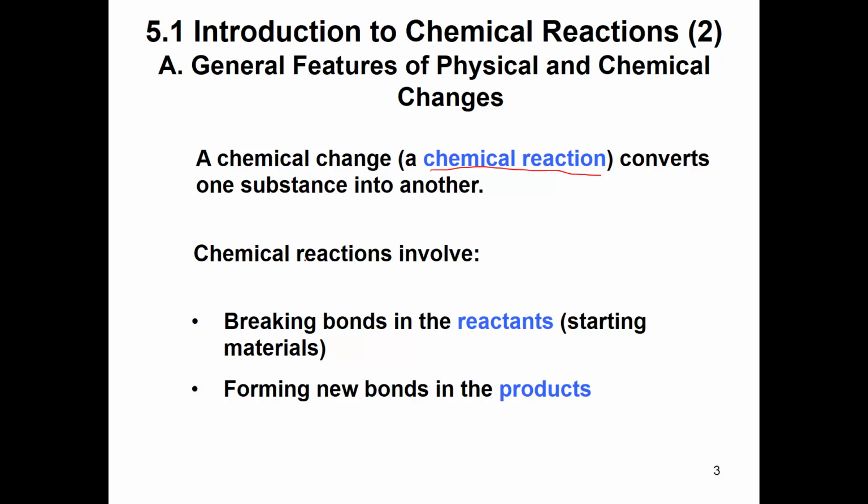And so those chemical reactions are going to involve breaking some bonds that are in the reactants and forming new bonds in the products. And so we react reactants to produce products.